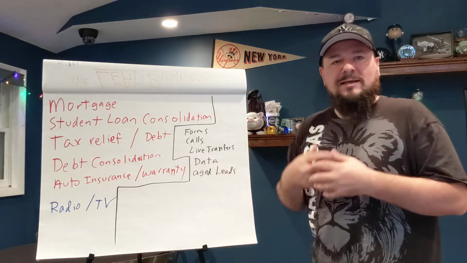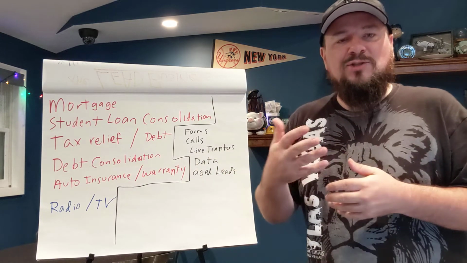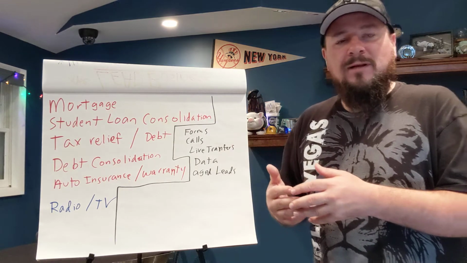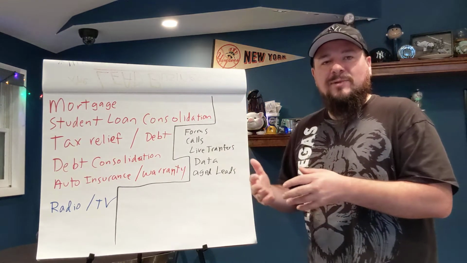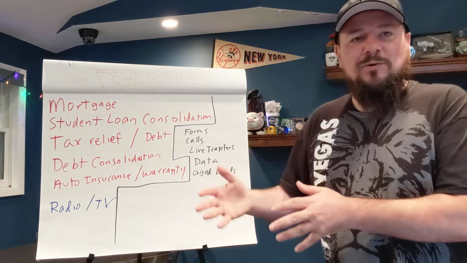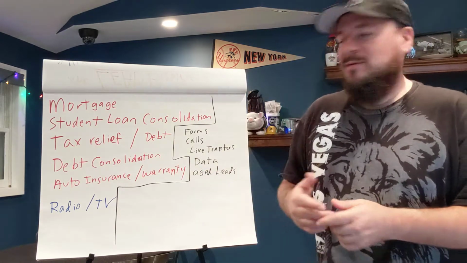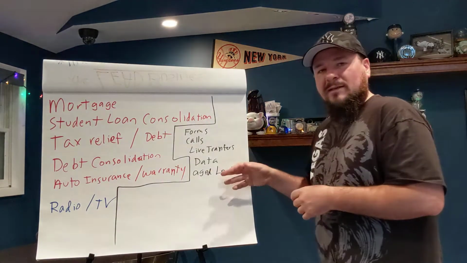An aged lead is, for example, a lead that's generated maybe online, let's just say an online form, and aged means it's at least so many days old. It could be 5 days old, 30 days old, 6 months old, a year old. So that's just an aged lead.